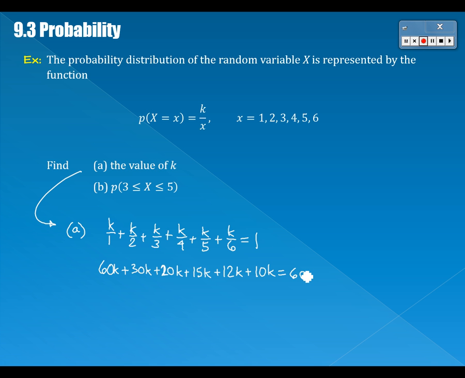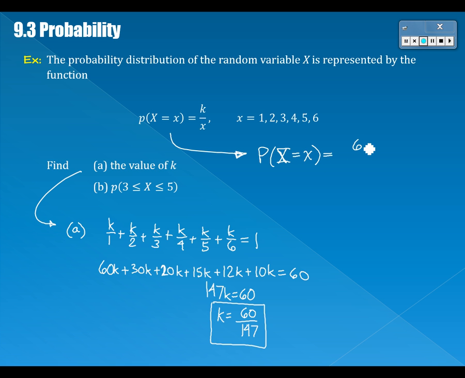So what do we get on the left here? 60 plus 30 is 90, 110, 125, 137, 147k. All right, so this one doesn't work out so nicely. K is, are you ready? 60 over 147. It said find in part A the value of k. So there we go, we did it. So we now know that our probability mass function is actually, k is no longer unknown. The probability that big X equals little x is equal to 60 over 147x. Is it okay if I write it that way?